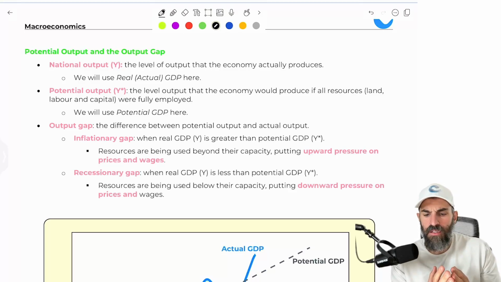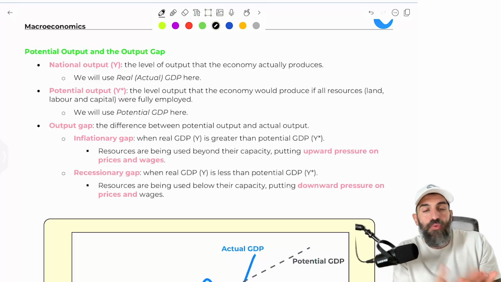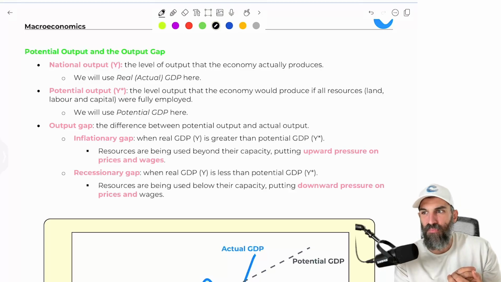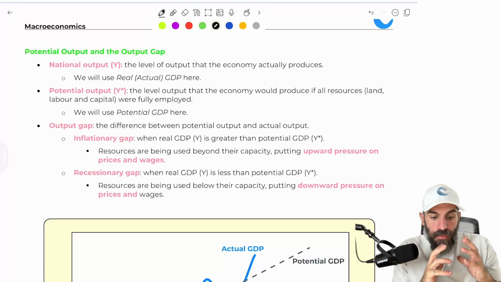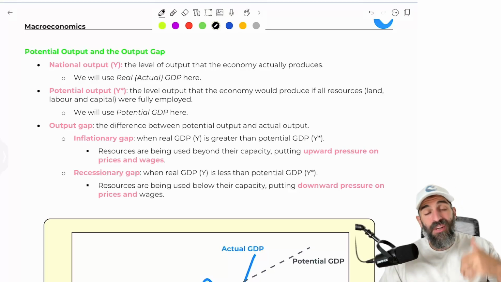Why? Well, in order for you to produce more goods than you can, you need to overuse your resources. You need to make your workers work overtime. You need to use your machines more than they were made to be used. You need to really go hard on your land. So you're overusing your resources. And what happens when you overuse resources?